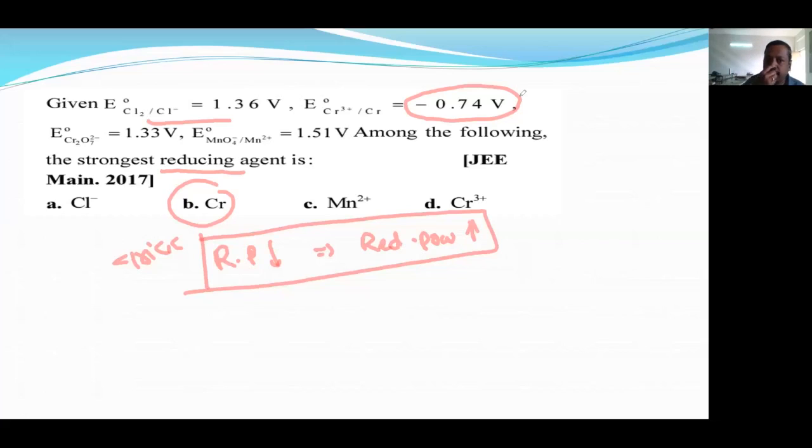Okay, here the options are chromium and chromium plus 3. Here it is about the reducing agent. So the substance which undergoes oxidation will act as a reducing agent. So chromium will undergo oxidation, therefore it is the reducing agent. So answer is B.